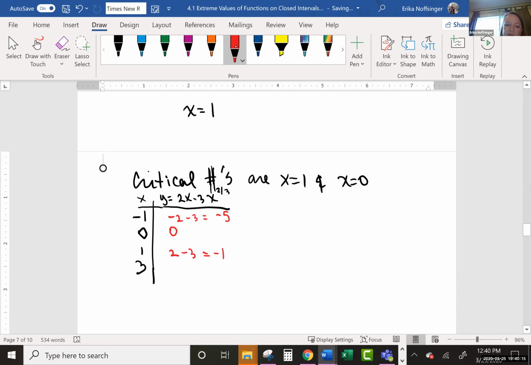So this 3 is going to be the hardest one. 2 times 3, so that's 6, minus 3 all to the 3 raised to the 2/3 power. Which is the same thing as 6 minus 3 cubed root of 3 squared, which is 9.